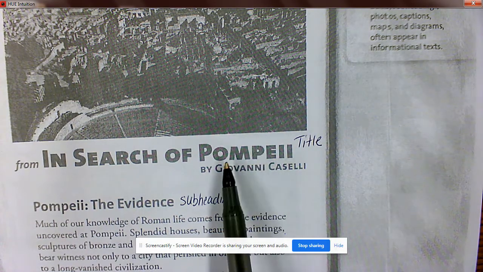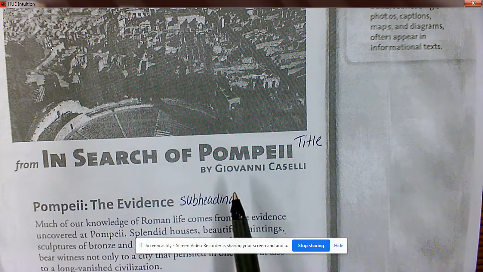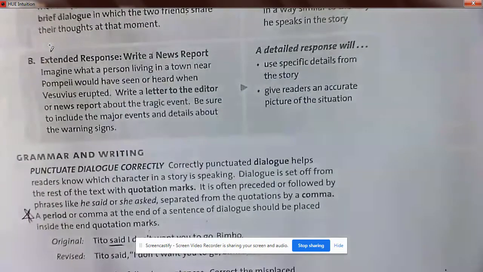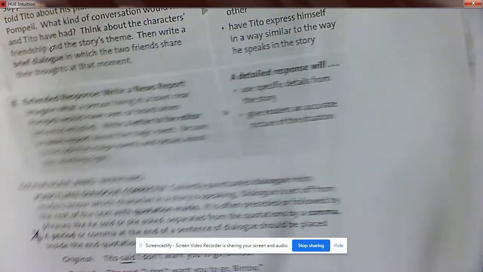So that's why we did this at the beginning of the year. Hopefully, as you've been going through the year reading textbooks, you have noticed that you do not skip anything in nonfiction because the purpose of nonfiction is to learn.